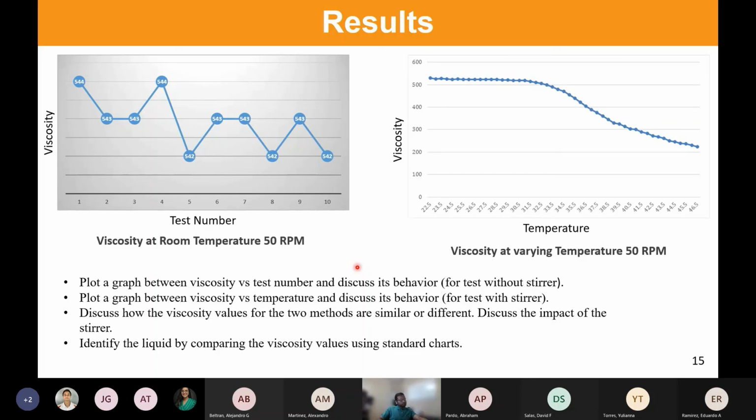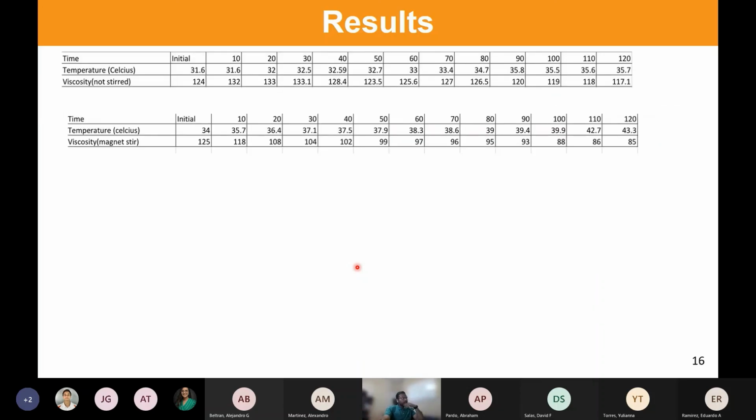Okay. All right. So that's it. Do those comparisons, make those graphs, do those calculations, and that's it for your results and discussion section. And these are the data that you're going to get from the experiment.